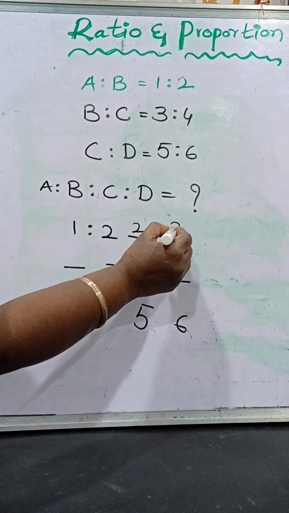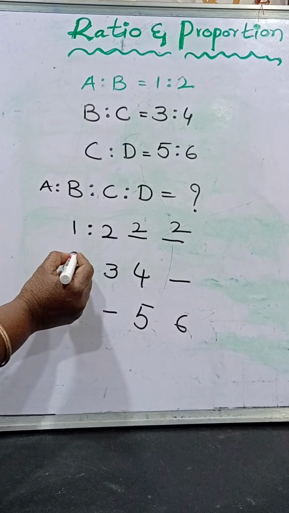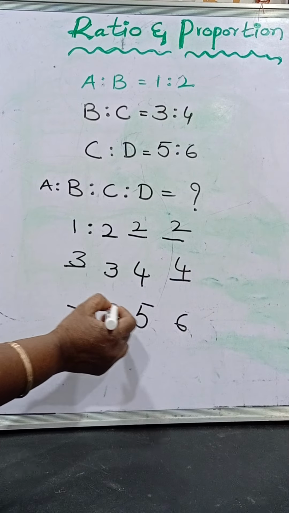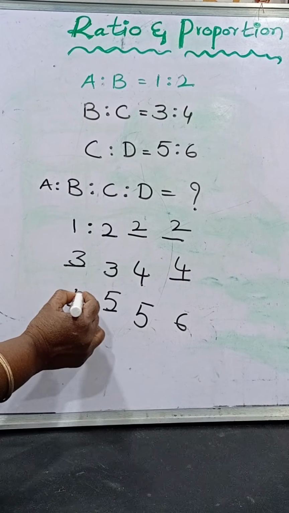2 and 2, 3 before 3, 4 after 4, next 5 before 5 and 5.